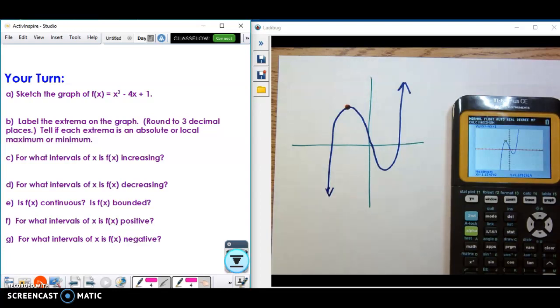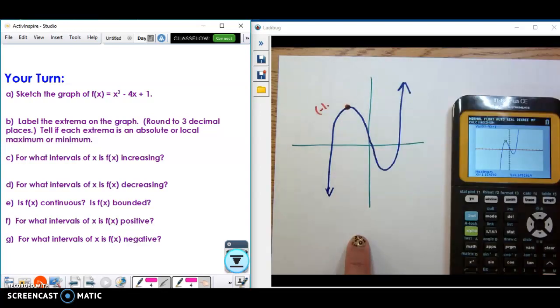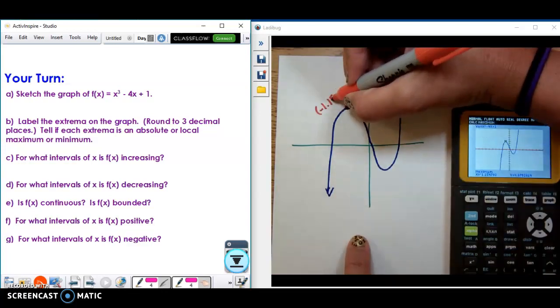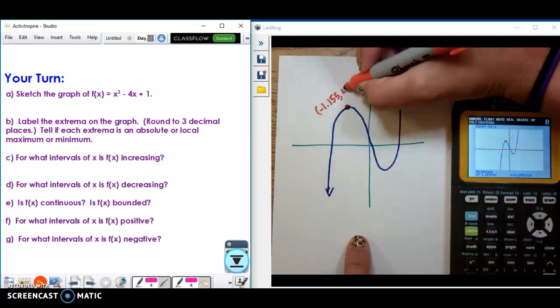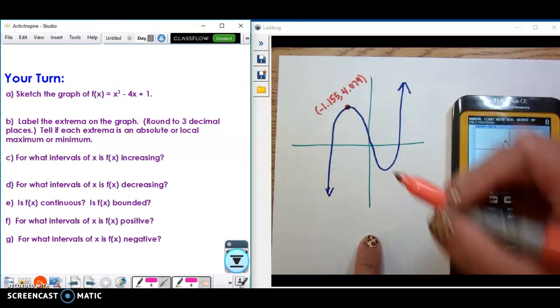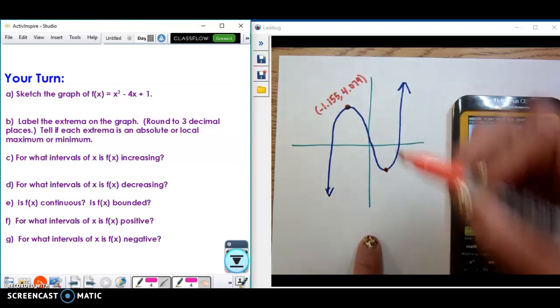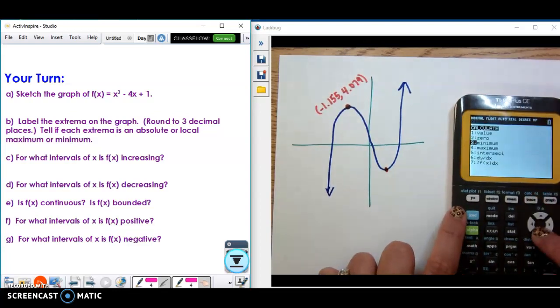So 3 decimal places. So that says negative 1.155 and then 4.079. So that's what that ordered pair is there. All right, next I'm going to go ahead and get this minimum point down here.